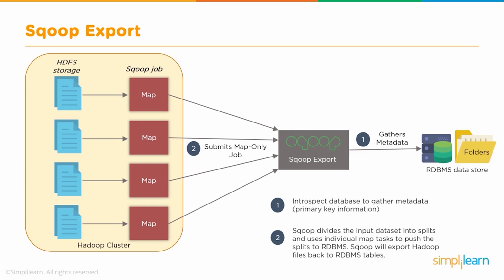Sqoop divides the input dataset into splits and uses individual map tasks to push the splits to the RDBMS. Sqoop will export Hadoop files back to RDBMS tables. And you can think of this in a number of different manners. One of them would be if you're restoring a backup from the Hadoop file system into your enterprise machines. There's certainly many others as far as exploring data and data science.